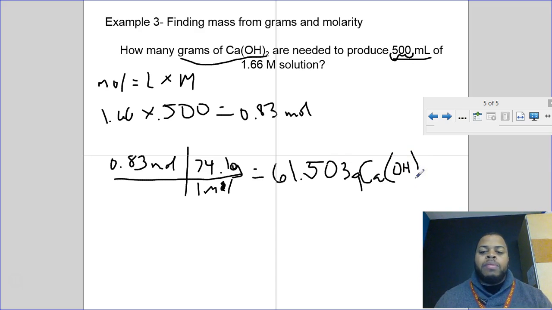Now, the reason why this is so important for me to be able to do this, if you remember, is that when we go into the lab, many times we have to make the solutions in order to start the actual lab process. So this is telling me how much I'm going to need in order to make my solutions so that I can carry out my reaction.